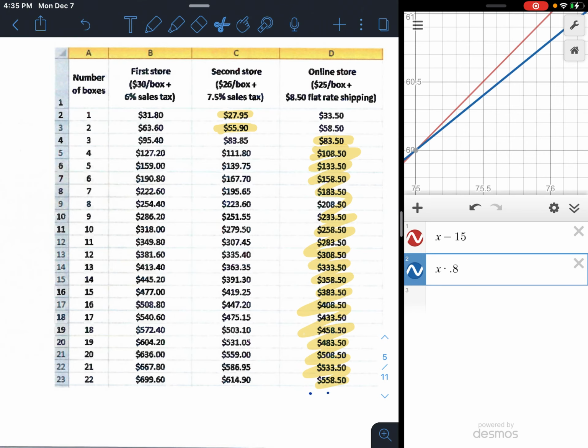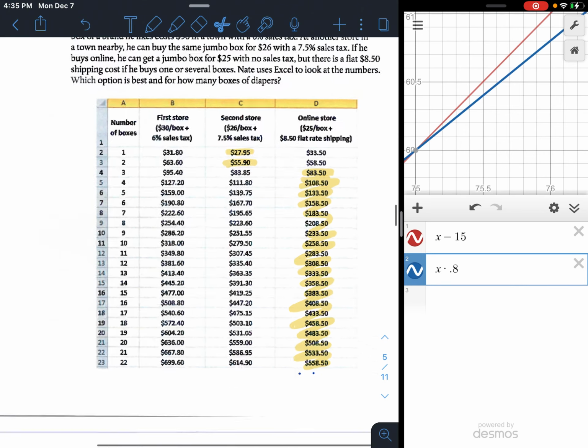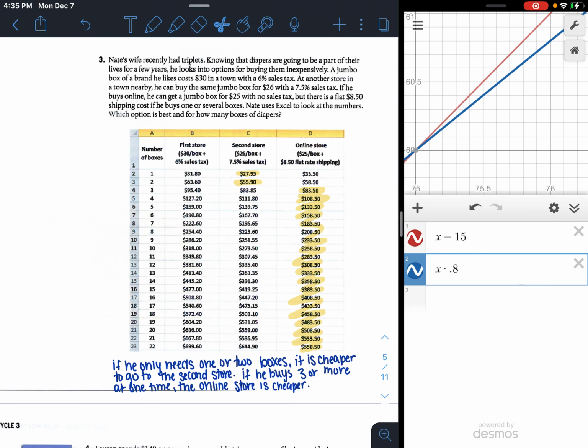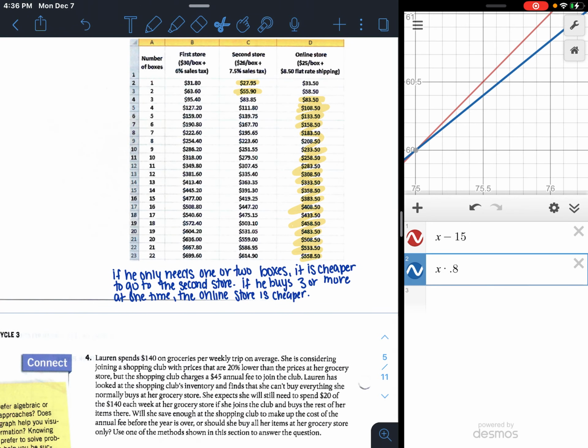I do need to write that out in sentence form. So I would say if he only needs 1 or 2 boxes, it's cheaper to go to that second store. But if he's buying 3 or more boxes at one time, the online store is cheaper. Hopefully he doesn't buy 22 boxes of diapers at one time, because that's $558 at one time for diapers.